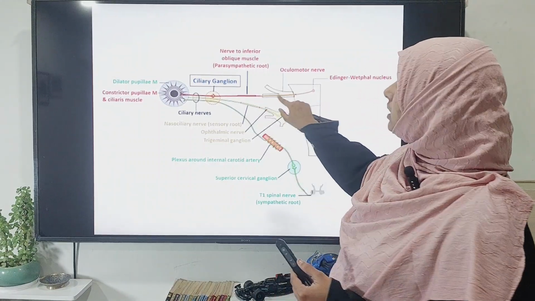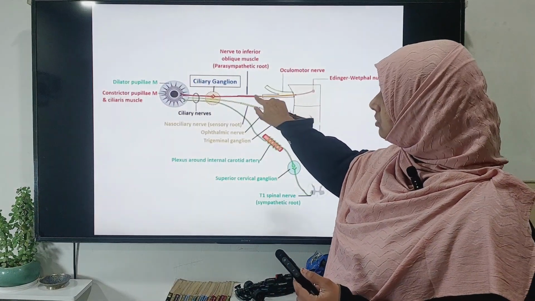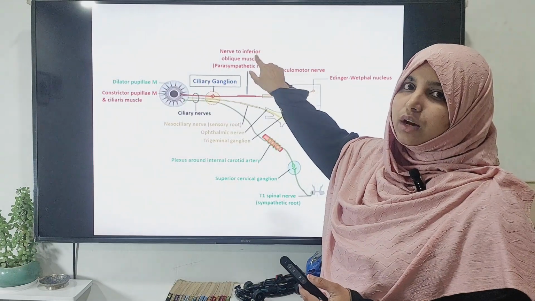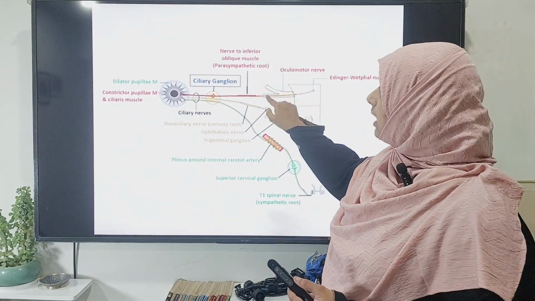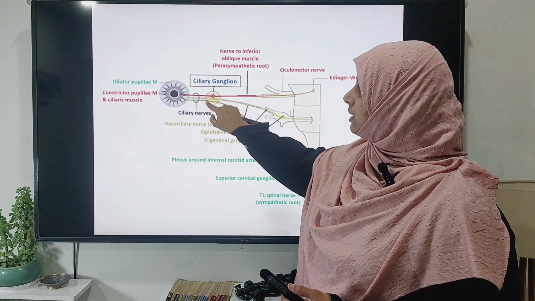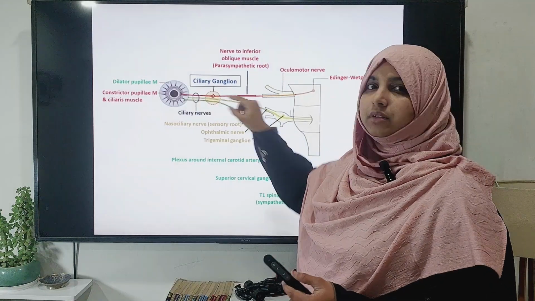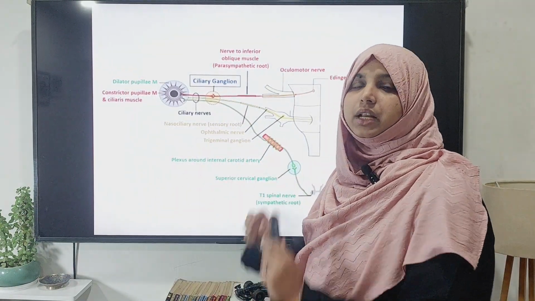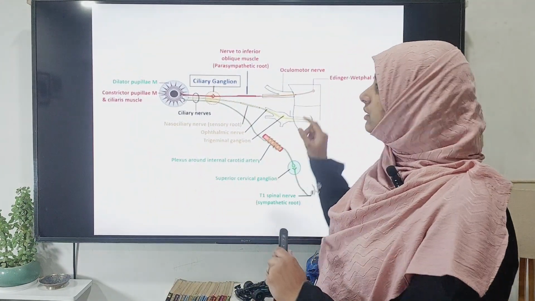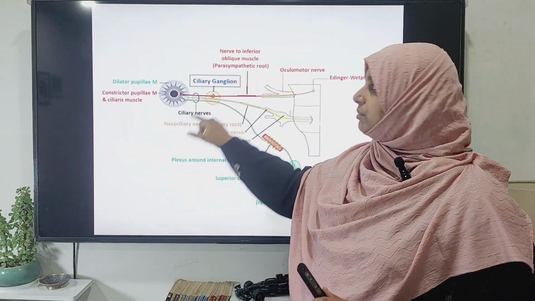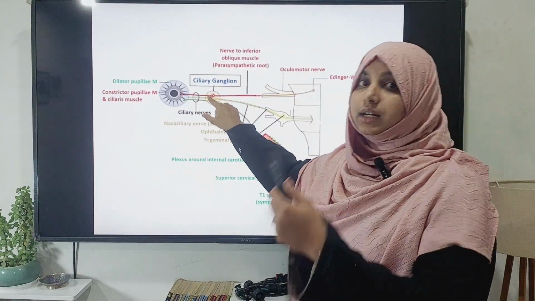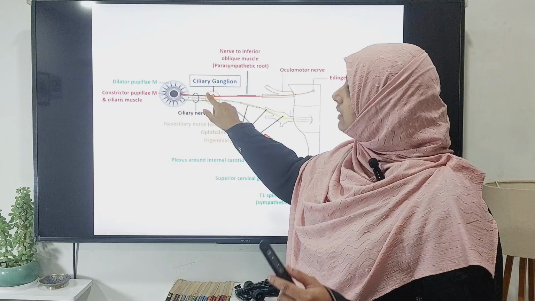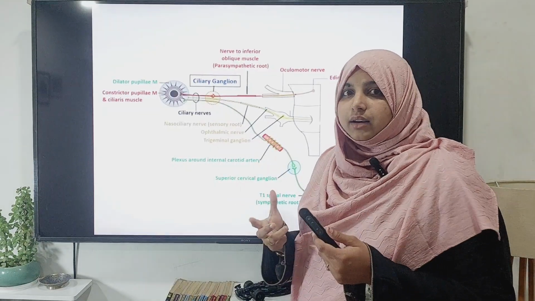It is going to travel through this branch specifically, that is the nerve to inferior oblique, and it is traveling and coming to relay here. There it is going to get down. That friend is going to get down from the bus, that is the oculomotor nerve. From here, it is going to take another bus. Who is that other bus?